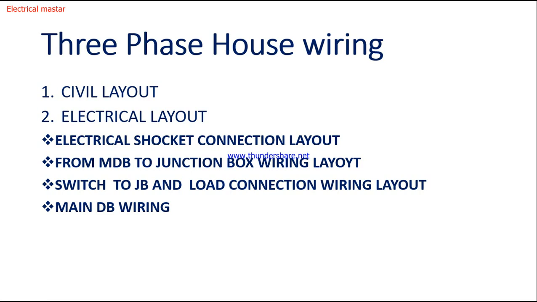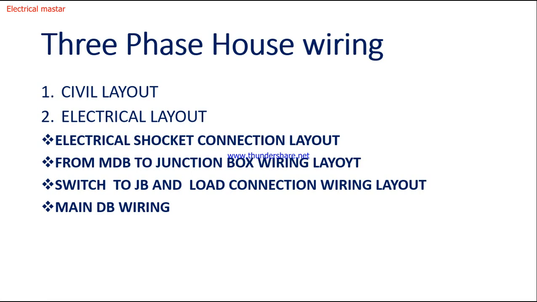And third, switch to the JB and load connection wiring drawing. It means we already fixed the JB in the drawing. From the JB to the individual switches, like individual sockets, and also the loads like a tube light, fans or a lamp holder, whatever it is, how we are laying the cable. For example, how we are connecting the conduit from the JB to the individual loads. That is also shown in the third drawing.